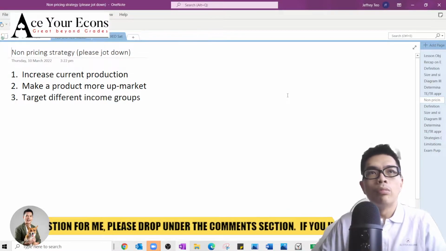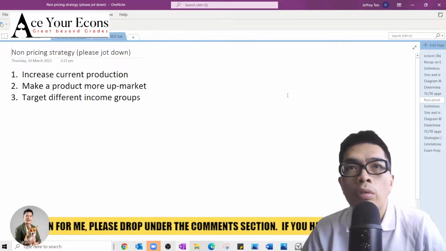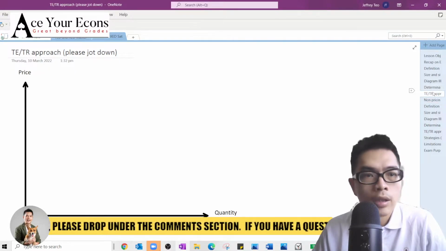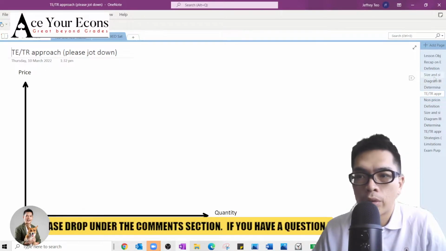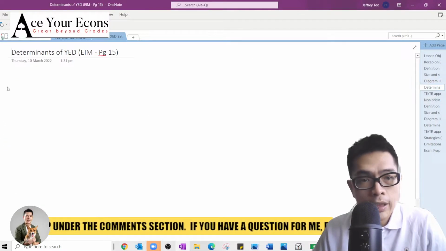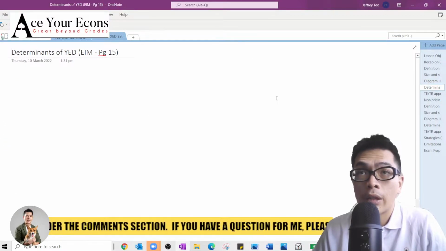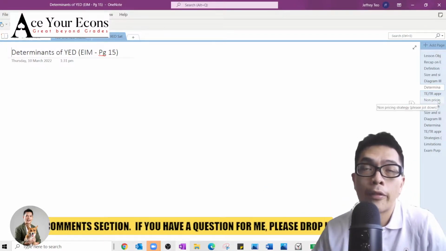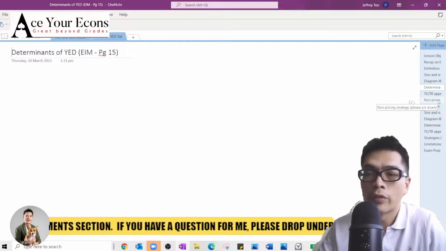Alright, I'm going to move on to non-pricing strategies. One way to test earlier on was the total expenditure, total revenue approach. I've shown it in the diagram. Another way is determinants of YED. They will ask you what are the determinants of YED. You're supposed to use the 2 factors that I've mentioned, level of income and nature of the good.